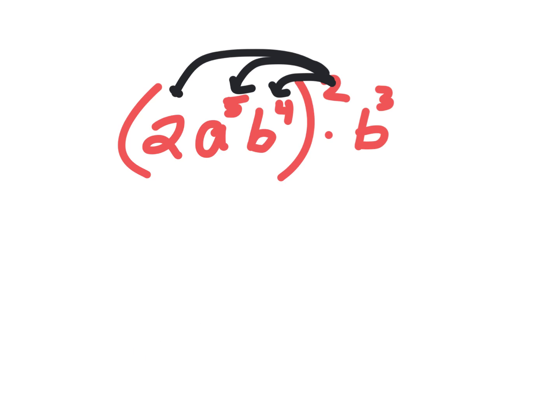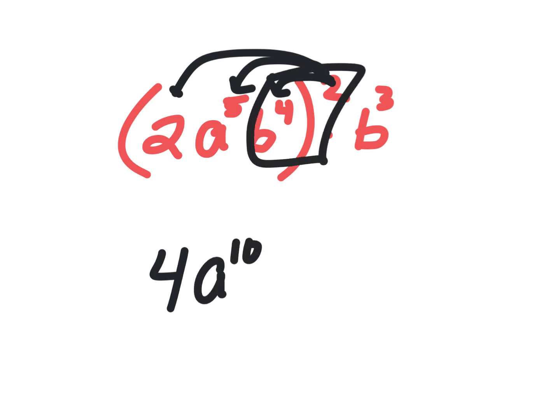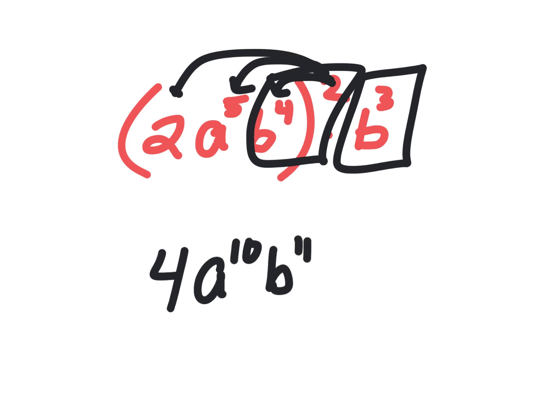Well, 2 squared is 4. If you don't start with 4, you're not doing it right. Jackson, it is a to the 10th to start with. What's the b part? B to the 8th, and then you put it with that. B to the 11th. Raise your hand if you had that one right.